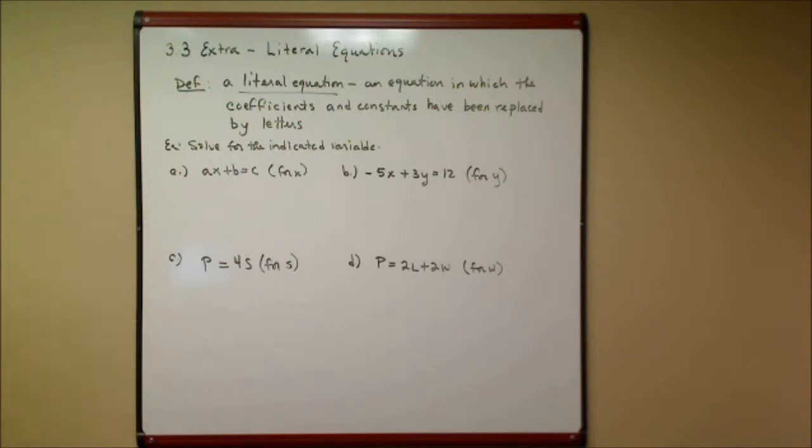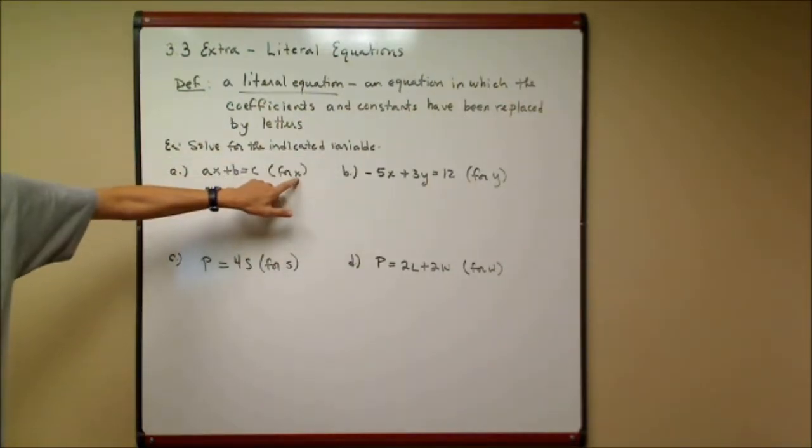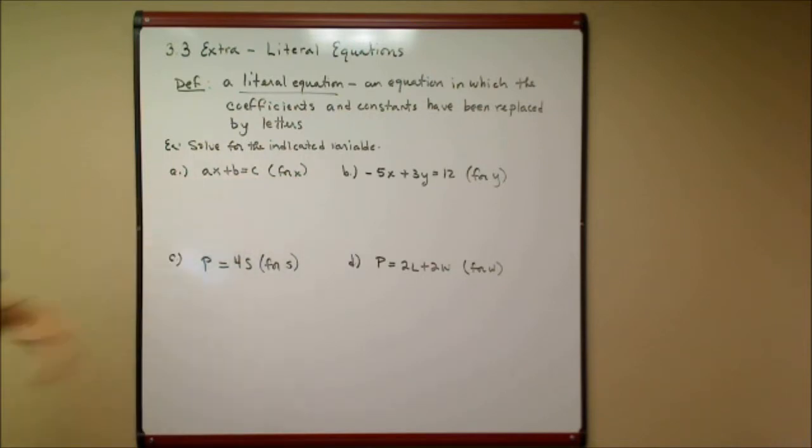The definition of a literal equation is an equation in which coefficients and constants, the numbers, have been replaced by letters. Now, sometimes we have some numbers still in the equation, and we typically call those formulas or just equations that have multivariables. But in this case, we're going to look at our very first example, a literal equation. It has no numbers, but we are solving for x. It says solve for the indicated variable.